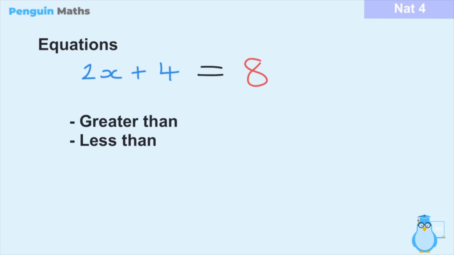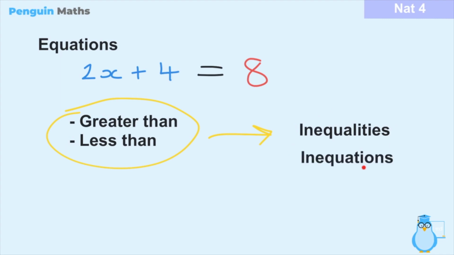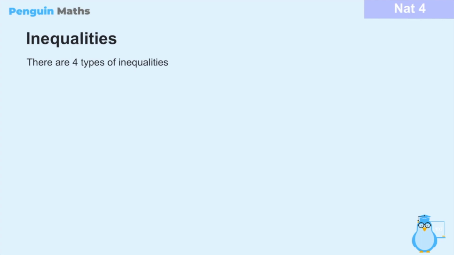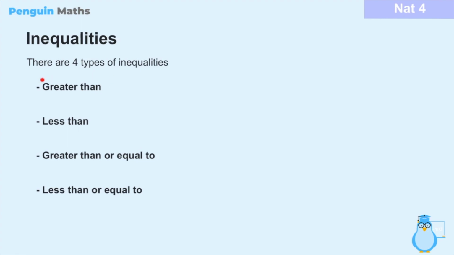But sometimes when we go to solve problems in maths, we don't always want to say that something's equal. Sometimes we might want to say one thing is bigger than the other, or sometimes we might want to say that one thing is less than the other. And what we call when we have something that's greater than or less than is inequalities rather than equations. And sometimes they're also known as inequations. And when we look at inequalities, there are 4 main types that we need to be familiar with. And these are: something's greater than the other, something's less than the other, something's greater than or equal to, or less than or equal to.